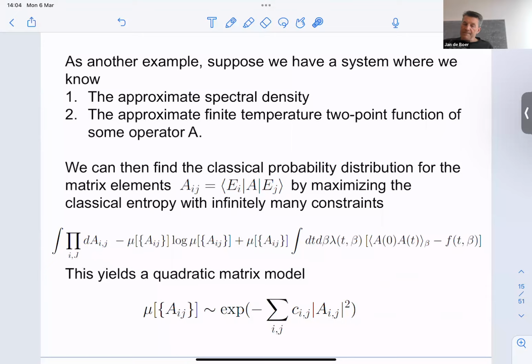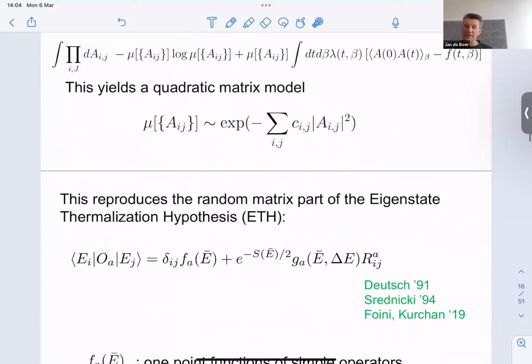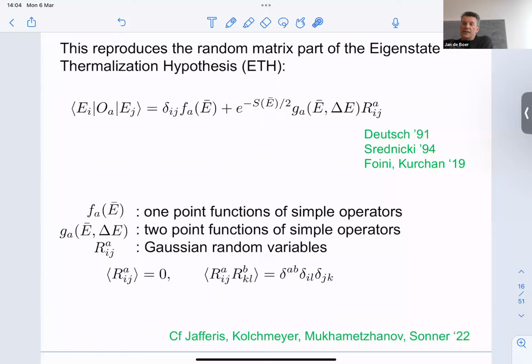So maximizing the entropy subject to some inputs gives a quadratic matrix model, and this quadratic matrix model is precisely ETH, the so-called eigenstate normalization hypothesis. The eigenstate normalization hypothesis is a statement which roughly states that as far as low energy computations go, the matrix elements of some simple operator O between exact energy eigenstates E_i and E_j can be replaced by a diagonal times a smooth function of the average energies plus an off-diagonal fluctuating piece, which contains a smooth function G of the average energy E and the energy difference delta E.